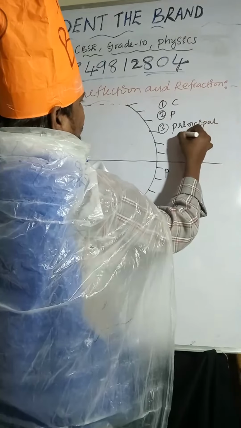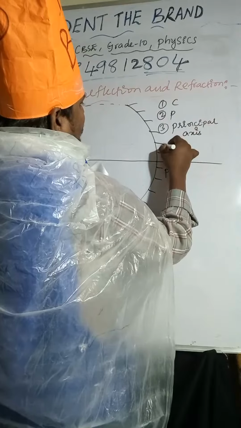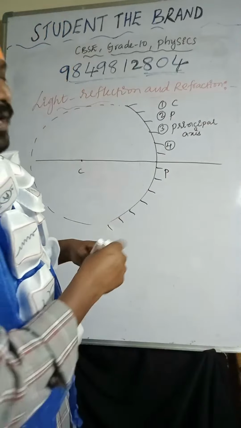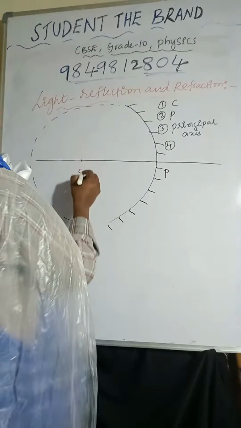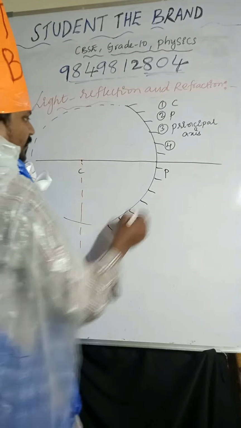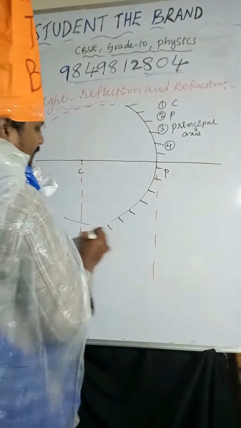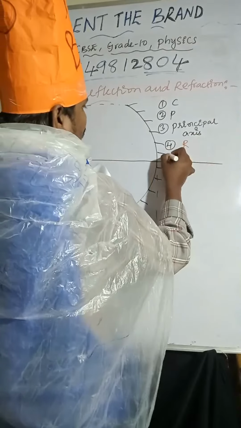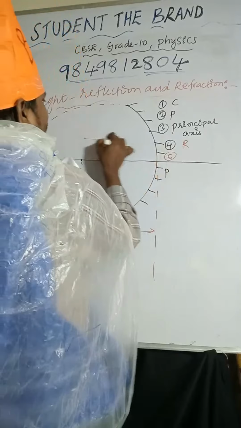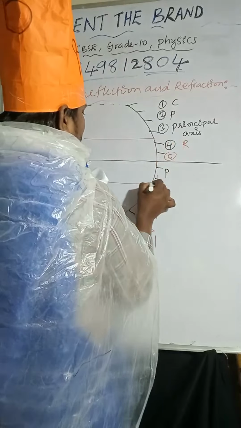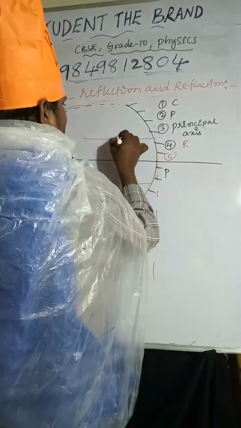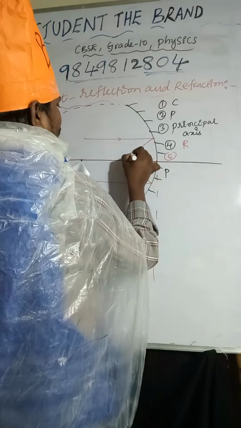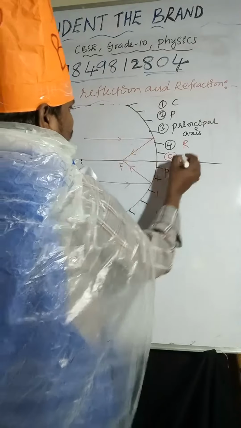And the fourth one: the distance between the center of curvature and the pole is called the radius of curvature. And the fifth one: after reflection, all light rays will meet at one point on the principal axis, called the focus.